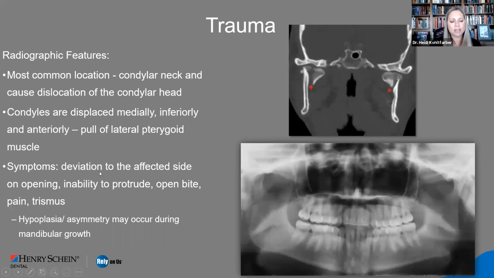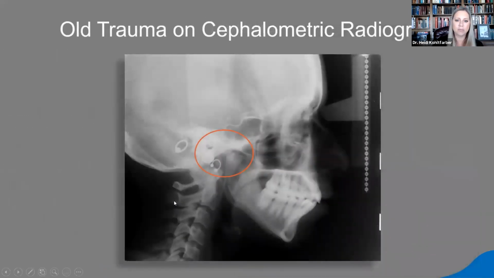Usually symptoms with that, a patient is going to have a history of trauma, and they might have deviation to the affected side on opening or inability to protrude. They might have an open bite, pain, or trismus. And of course, if this goes untreated, which many times it can, the patient, if they're still growing, might have hypoplasia or asymmetry on that particular side because it does not grow properly. So it is important for us to be able to catch these things. And many times this is missed in the ER. So definitely something you want to look at.